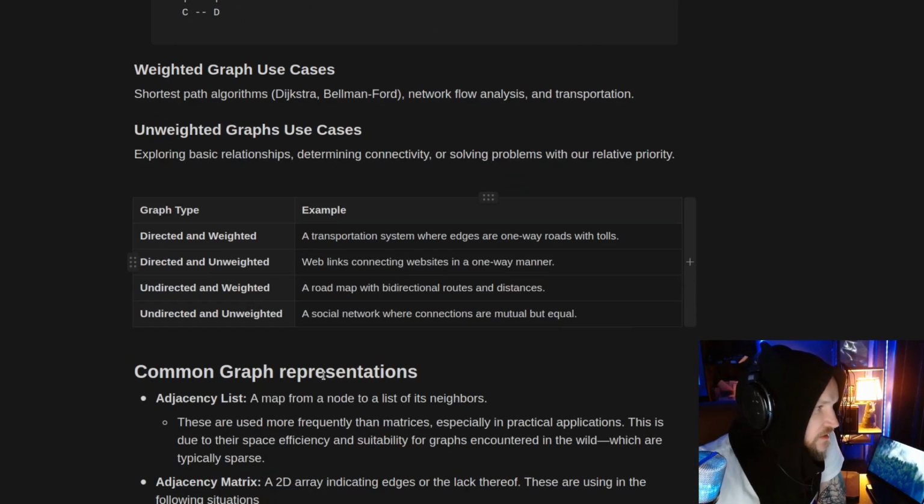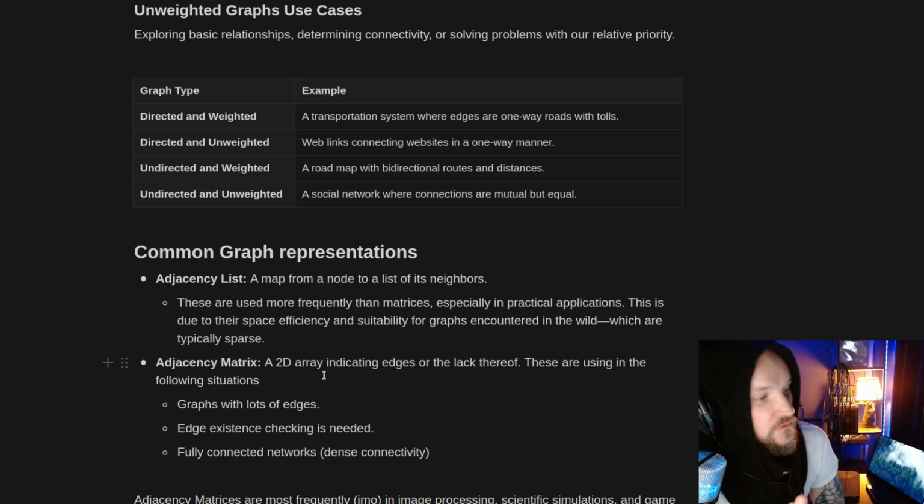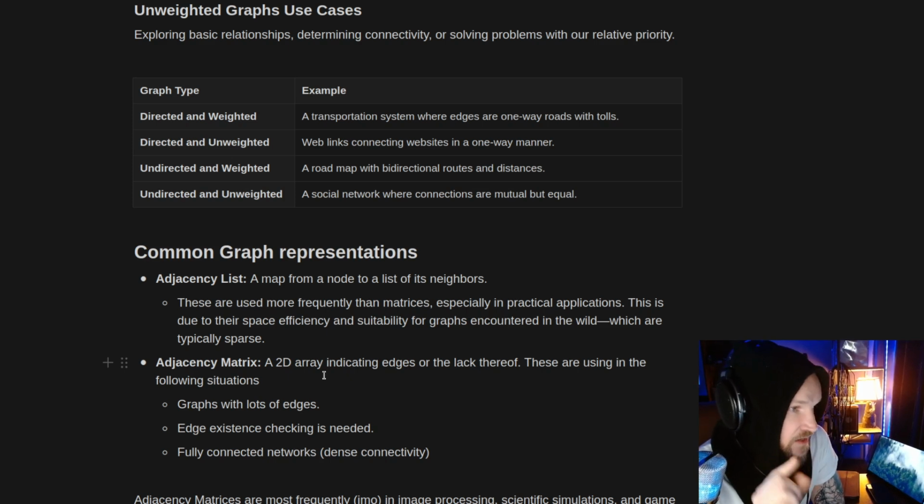Now, graph representations, right? These are the way that these graphs are represented in memory. Now, we're talking about the graph. This isn't the algorithm, right? We're talking about the actual graph here, the actual graph that the algorithm will traverse. So the way that these graphs are represented in memory is pretty important.